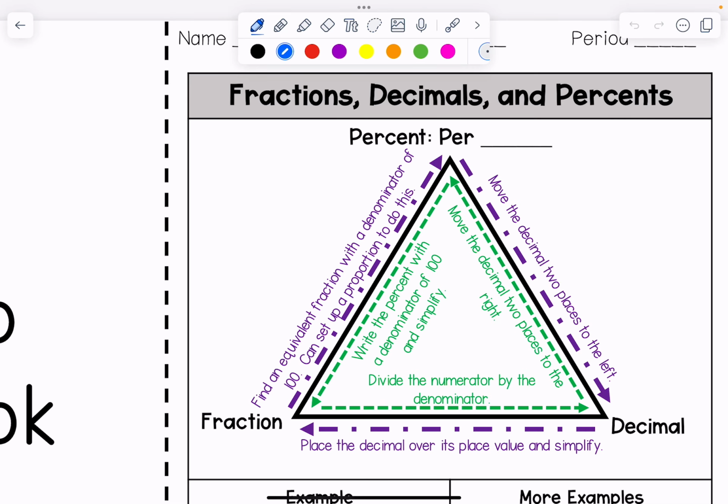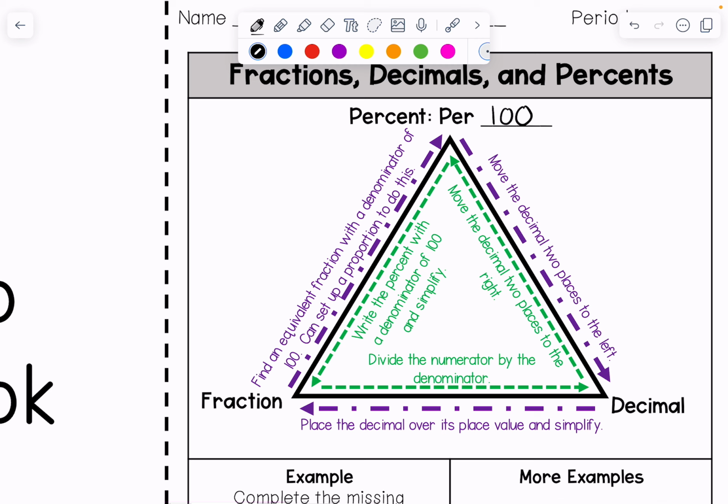Hi, 7th graders. We are going to be talking about how to convert between fractions, decimals, and percents. So, kind of based off of what we were talking about yesterday. Again, remember when we talk about percents, percent literally means per 100 or out of 100.